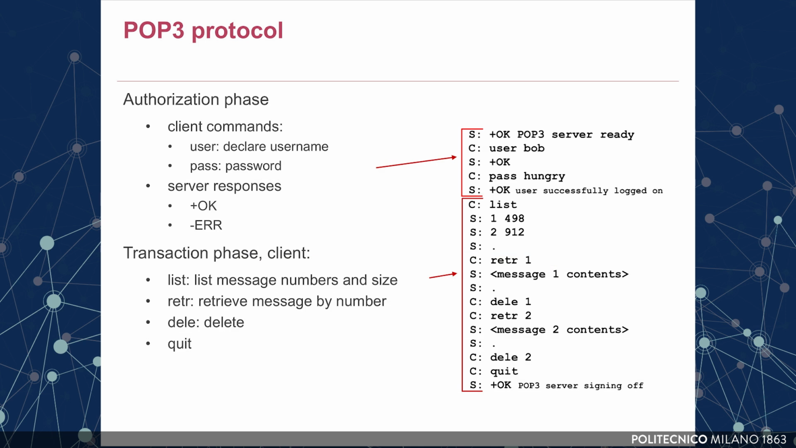The server responds to each command from the client with either +OK to indicate success or -ERR if something goes wrong. For example, after successfully authenticating with the USER and PASS commands, the server sends +OK, allowing the user to proceed with listing or retrieving messages.